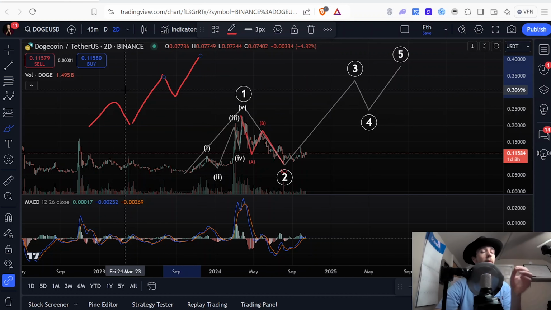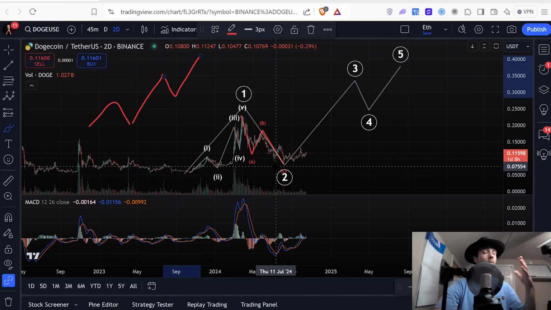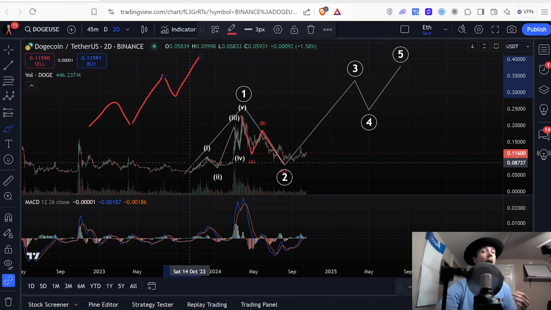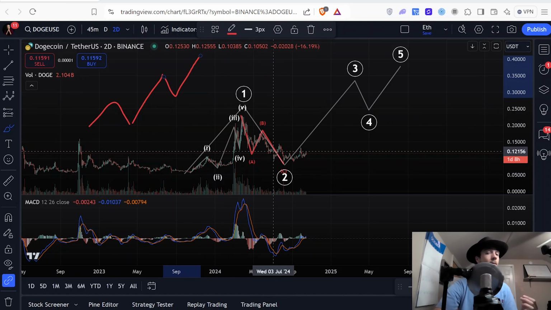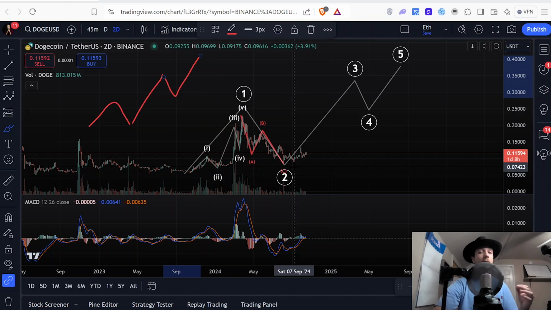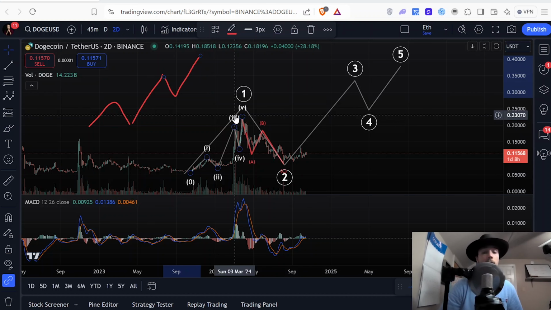So this is kind of what we're watching here for Dogecoin, is that wave 3 to start. We have the bullish divergence on multiple time frames. We have the Elliott waves to show that wave 1 is complete and wave 2. And now we're really just watching for wave 3 to start. And there's a lot of signs that it's going to start.